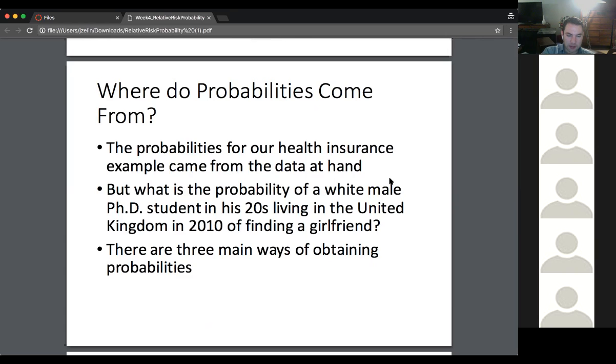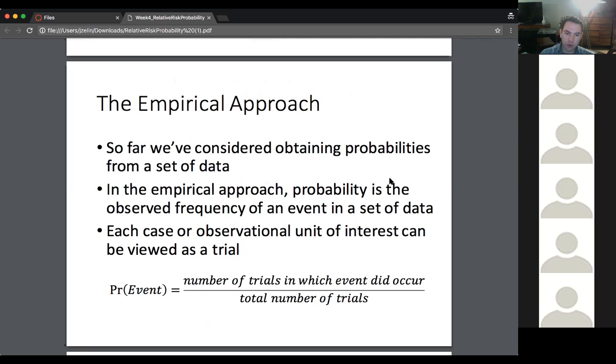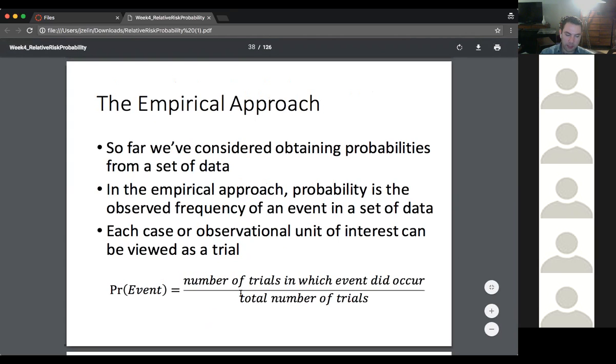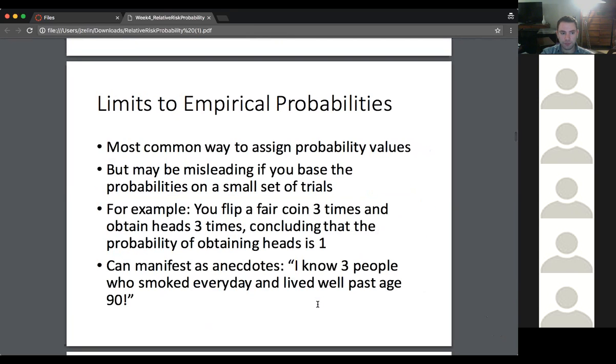So with probabilities, there are different ways. There are 3 main ways of obtaining probabilities. The first is the empirical or the experimental method. The second is the logical method, and the last one is the subjective or personal method. The empirical approach can be solved empirically from our formulas. In this example, as we said, we can define the probability of any event occurring as the number of trials in which the event did occur, divided by the total number of trials. So this method has some limits.